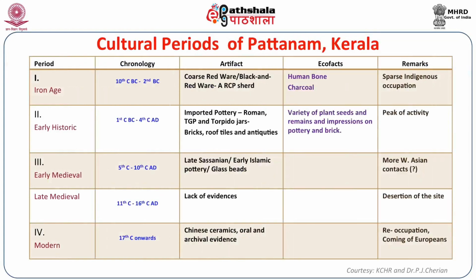This site is located north of Kochi. When they excavated, they found a lot of remains which could correlate this with Roman connections. So archaeology has a lot to do in corroborating and supporting literary evidence. This particular image shows the various cultural periods that are represented at the site of Pattanam.